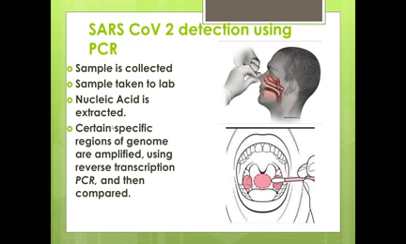Then certain specific regions of the genome of the virus are amplified using reverse transcription PCR. Now why reverse transcription PCR? Because this SARS coronavirus 2 has RNA as its genetic material. It is an RNA virus. So therefore, in order to amplify a specific portion of its genome, only reverse transcriptase PCR is used.